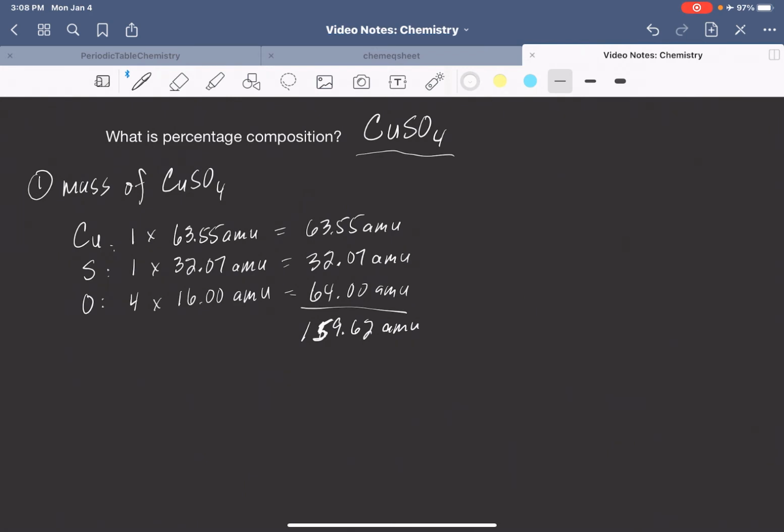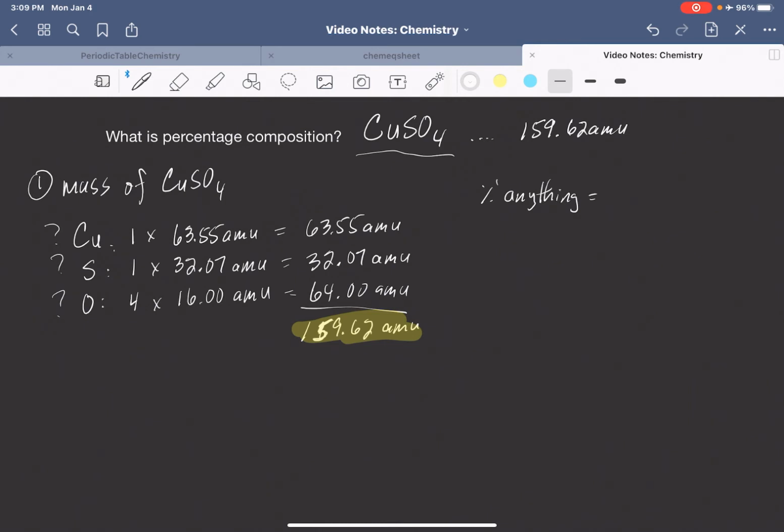All right, so now, knowing that, I'm going to just move this information up here. So we've got 159.62 AMU, right? That's the mass of this. All right, so now what we need to do is ask ourselves, what's the portion of this that is copper? What's the portion that's sulfur? What's the portion that's oxygen? And if we think about this, this is the total. That's the total mass. And so let's think about this just for a second. Whenever we want to know a percentage of anything, right?